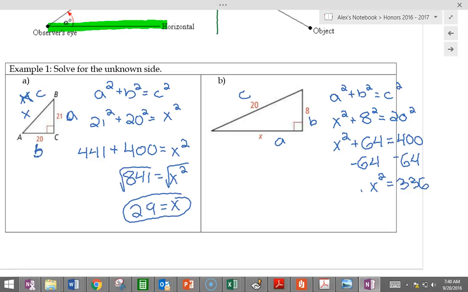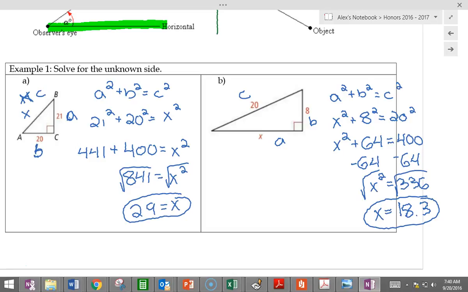I'm going to take the square root of both sides. And for this one, I get a decimal. So I get about 18.3. So x is about 18.3.